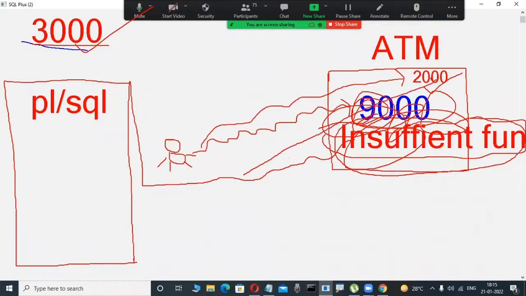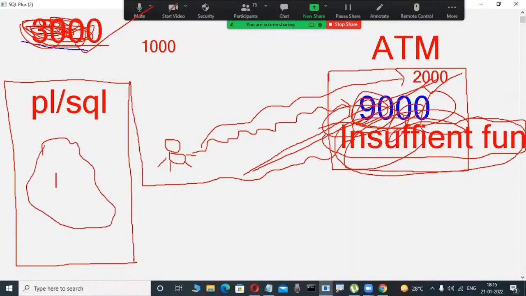Now, whenever we withdraw 2,000, what is the available balance? 3,000 minus 2,000, that is 1,000. I want that to affect my database. Otherwise, if you withdraw 2,000 and still 3,000 is available, the total banking system collapses. Those transactions are written through coding. That's why PLSQL developers are required in a project.